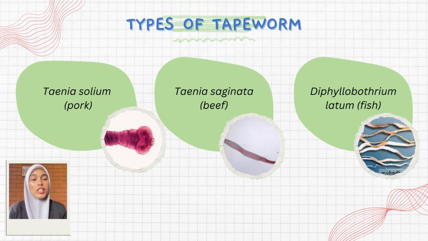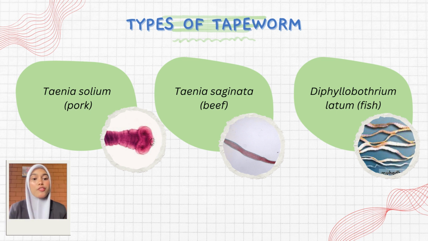Second is Taenia saginata. Taenia saginata is a beef tapeworm. Similar to Taenia solium, humans can become infected by eating undercooked beef contaminated with Taenia saginata. After ingestion, the tapeworm can develop in the human digestive system, causing stomach discomfort and weight loss.